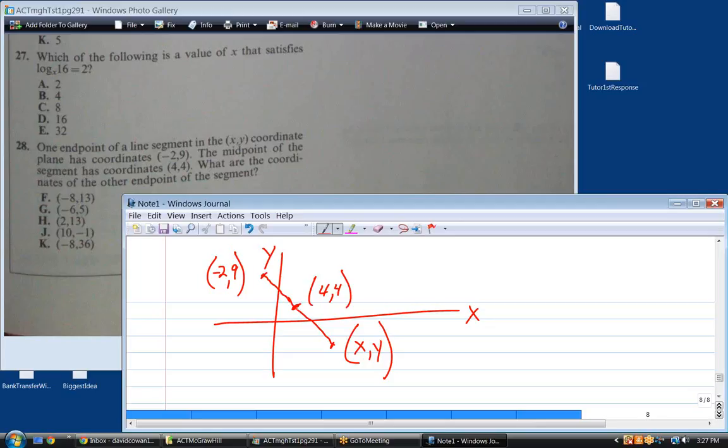But here's the thing: the midpoint is always halfway between the x-coordinates and halfway between the y-coordinates. How far away from 4 is it to minus 2? Look on a number line. Would it be 6? Yes. Why is it 6? Because it's 4 minus a minus 2, which is the same as 4 plus 2, which is 6. So that's how far away it is from this point. That means that's how far away it is from the other point. So what does x have to be? We have to be 6 units away from 4.